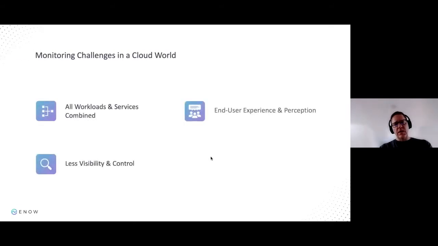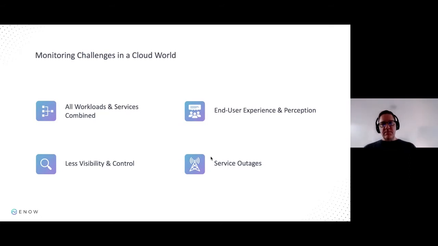So I've talked about some of the challenges in monitoring Office 365. All the workloads and services are combined. There's less visibility and control. When there's an issue, you're not able to just RDP into the server and take a look, right? You're not able to see that end-to-end transaction. All of that is abstracted away as part of the service that Microsoft is providing for you.